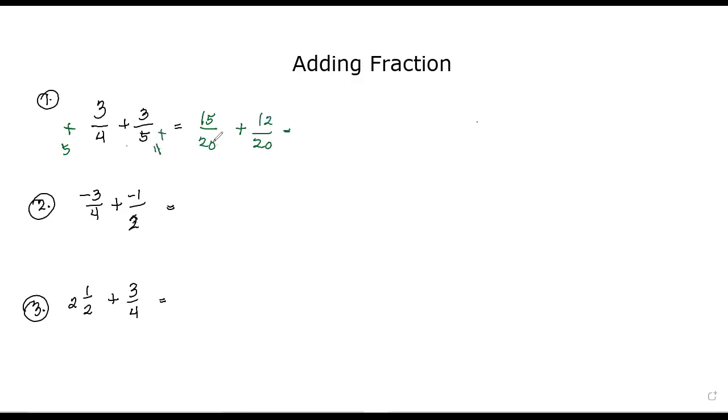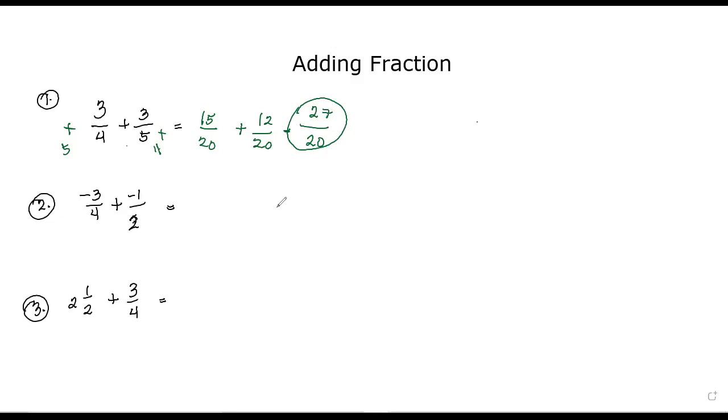Because we have the same denominator, we can now add the numerators and copy the denominator. Again, in adding fractions, you cannot add them if they don't have the same denominator. So the goal is to make the denominators similar to each other. 15 plus 12, the answer is 27 over 20, and then just copy the denominator, which is 20. You don't need to add the denominators. So this is now the final answer.